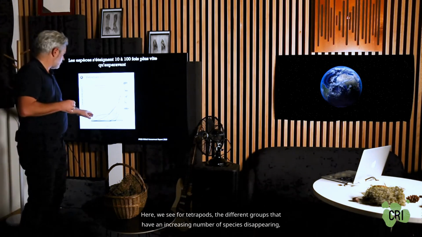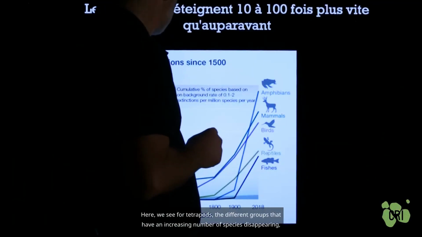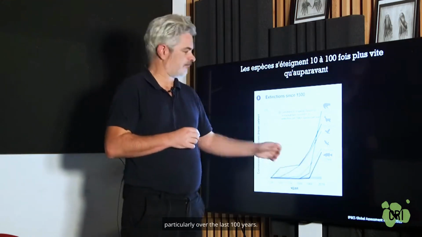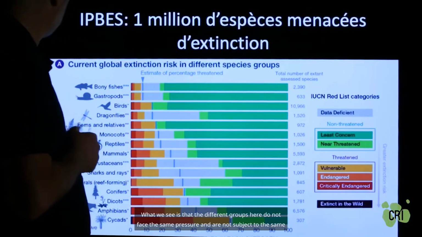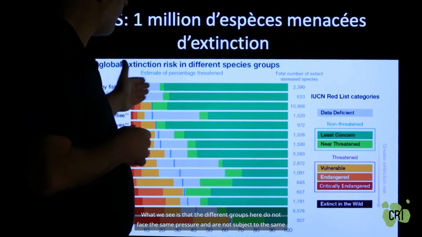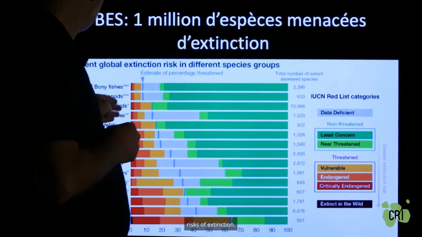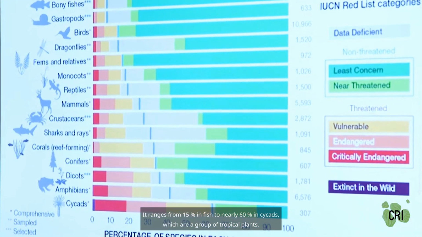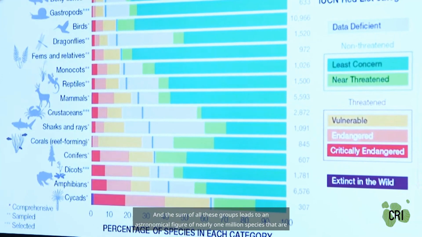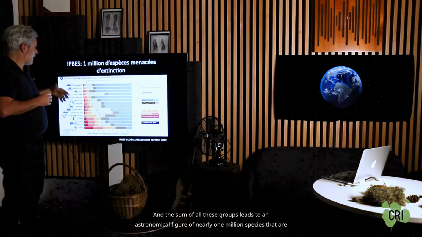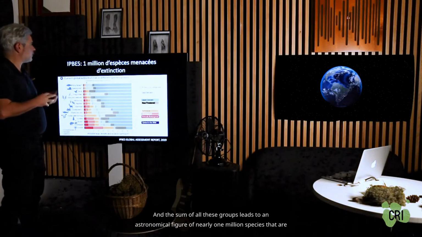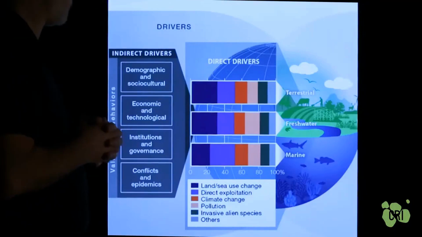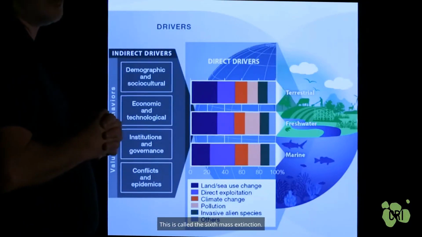Here we see for tetrapods the different groups that have an increasing number of species disappearing, particularly over the last 100 years. What we see is that the different groups here do not face the same pressure and are not subject to the same risks of extinction. It ranges from 15% in fish to nearly 60% in cycads, which are a group of tropical plants, and the sum of all these groups leads to an astronomical figure of nearly 1 million species that are threatened with extinction. This is called the sixth mass extinction.